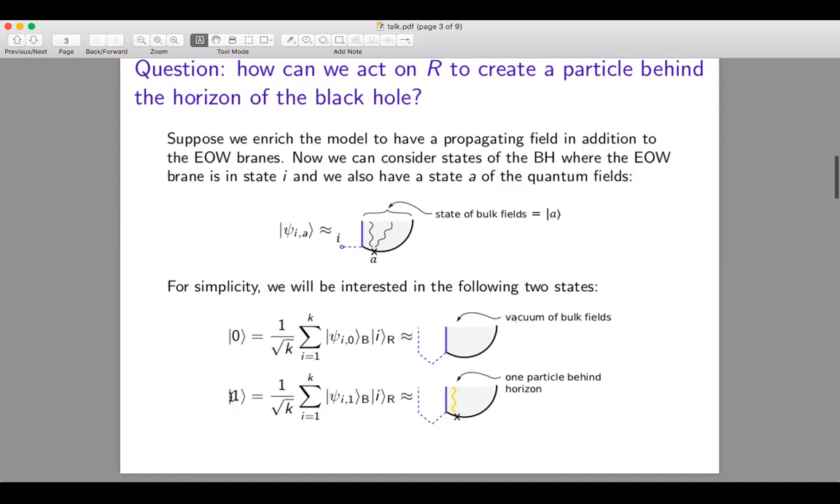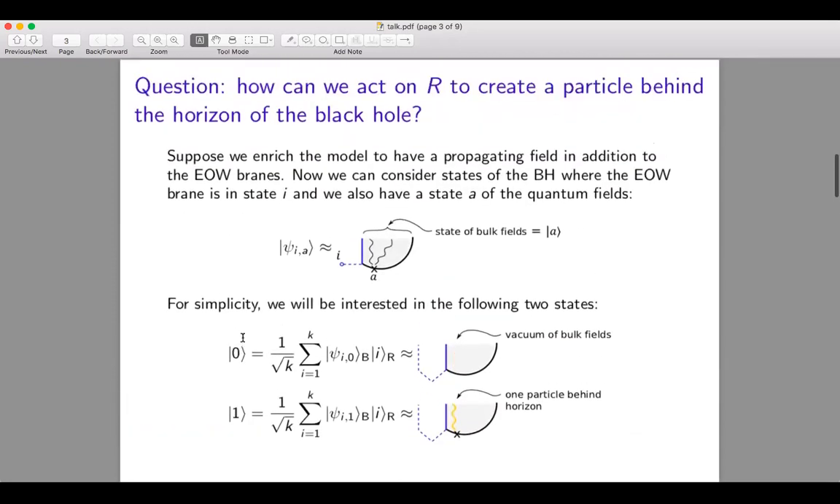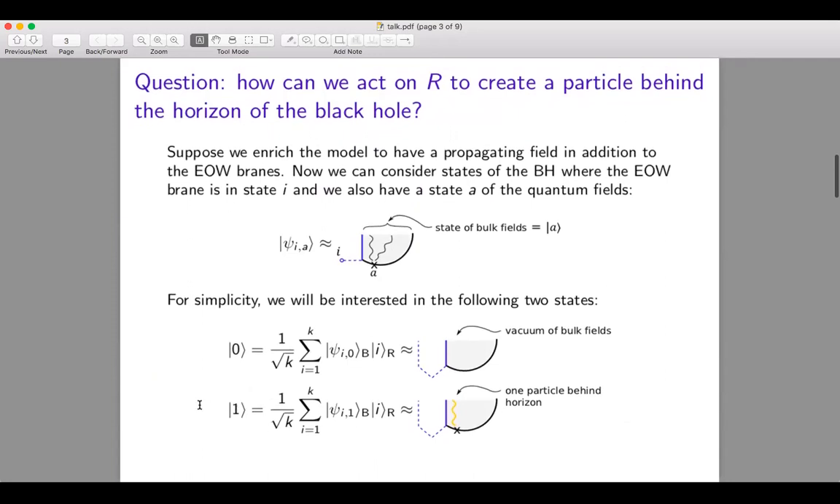Okay, and the other state we'll consider is 1, which is a state with one particle behind the horizon, otherwise identical. It's an entangled sum with the end of the world brain in state I, and the reference system in state I, and also one particle behind the horizon. So here are our two states, 0 and 1. They differ in that there's a particle behind the horizon in state 1 and vacuum in state 0. Okay, and what we would like to do is act on the radiation R and somehow turn state 0 into state 1. So that's the concrete problem.